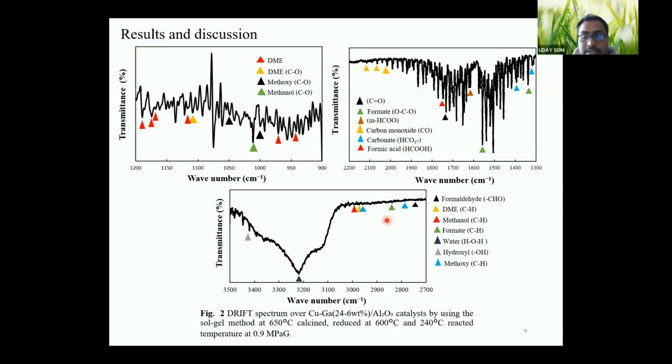So the formaldehyde and hydroxyl peaks are similar to those at 220 degrees centigrade and 275 degrees centigrade. The wave number 1429 and the formic band at 1755.